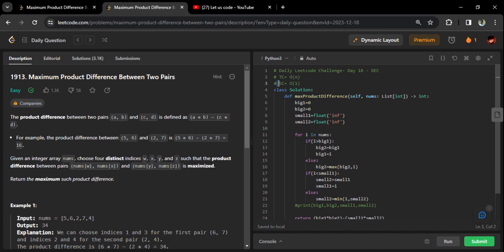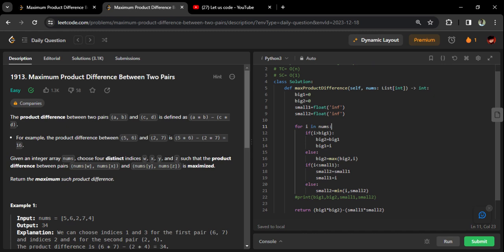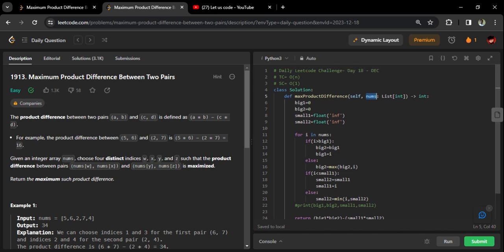Now coming to space complexity, remember we are not using any sort operation here, and we are using just four variables which are constant, so it does not depend on n. That is the most important part. It does not depend on the length of the array given to us. So in that case it will be O of constant, which is symbolically represented as O of 1.